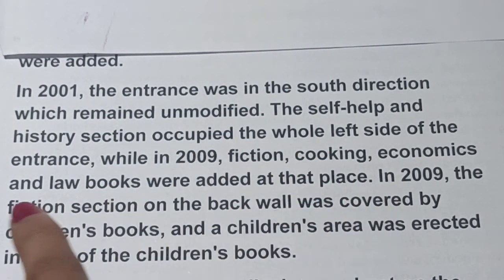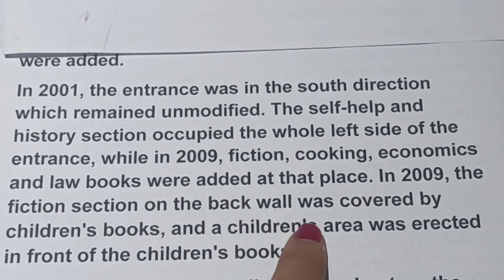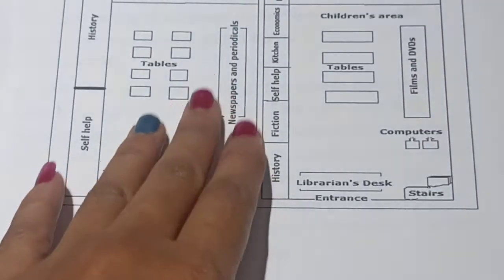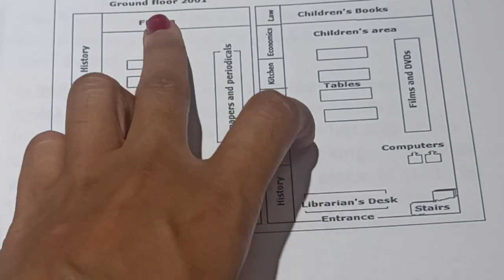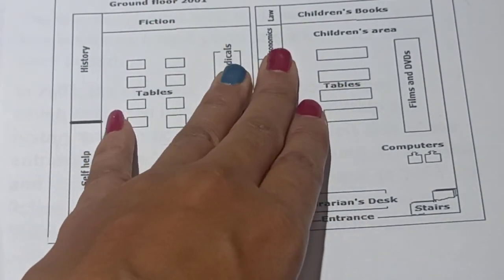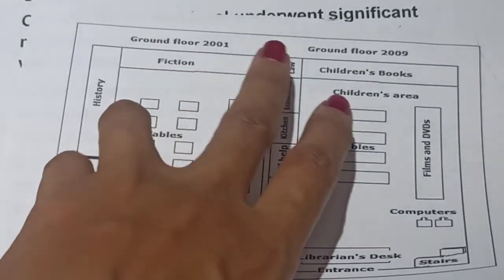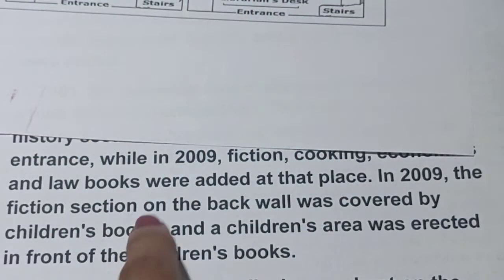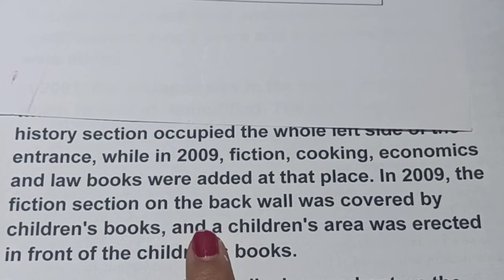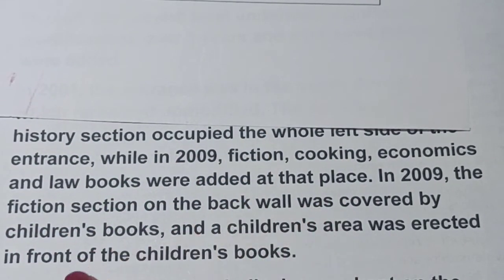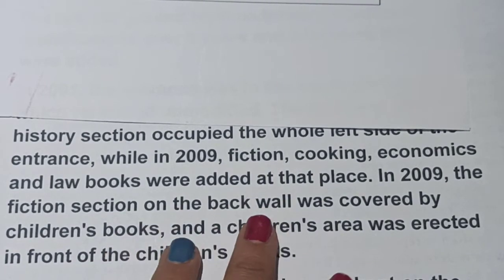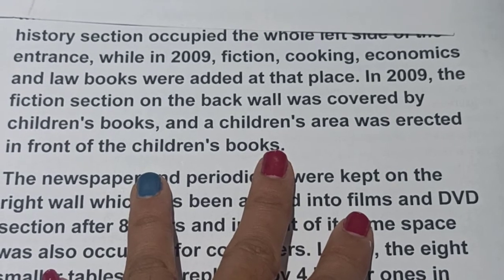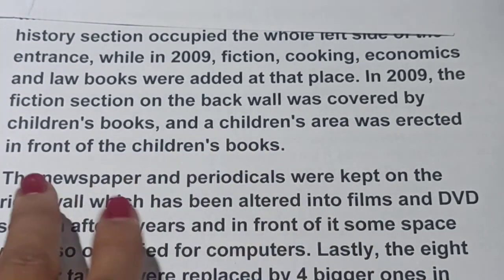In 2009, the fiction section on the back wall was covered by children's books, and a children's area was erected in front of the children's books. So in front of that, an area is also made for the children.